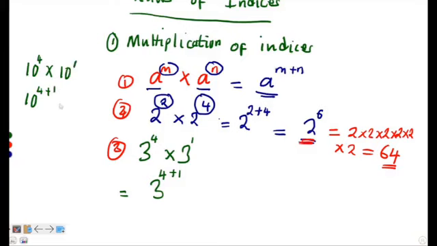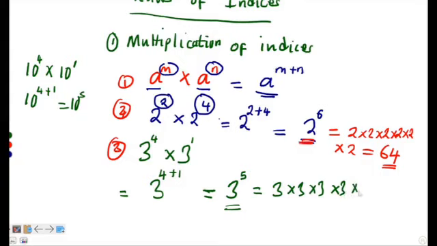So 4 plus 1, and this will give us 10 to the power 5. That's the same principle we are using. So we are just going to say 3 to the power 5. This is our answer if the question is just saying simplify. But if it's saying can you evaluate, you will say 3 times 3 times 3 times 3, again times 3. You multiply 3 by itself 5 times.